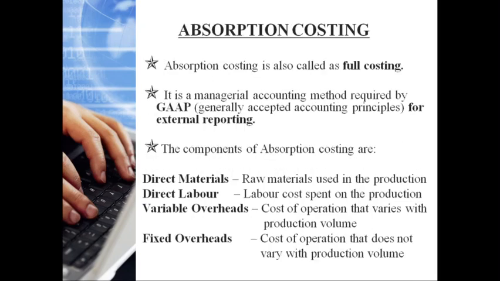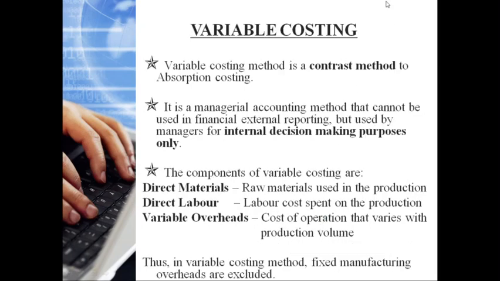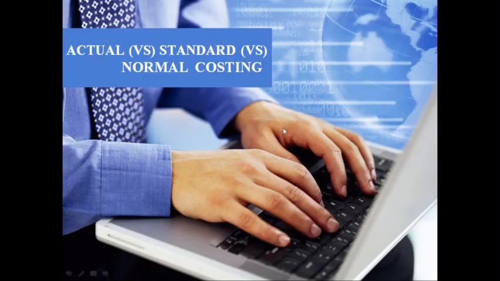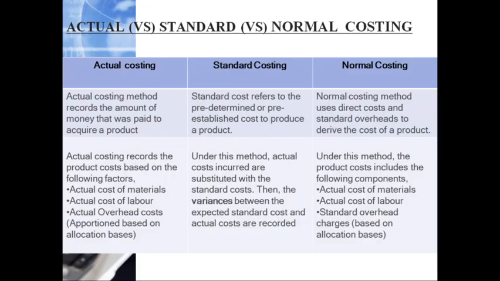So the first method that we saw was absorption costing or full costing, wherein we took direct material, direct labor, variable overhead and fixed overhead, everything into consideration for determining the total cost. While under variable costing, we took into account only direct material, direct labor and variable overhead. We ignored the fixed overheads, and hence this method is not used for external reporting purposes. Moving on to the other three methods of costing, which are actual costing, standard costing and normal costing.